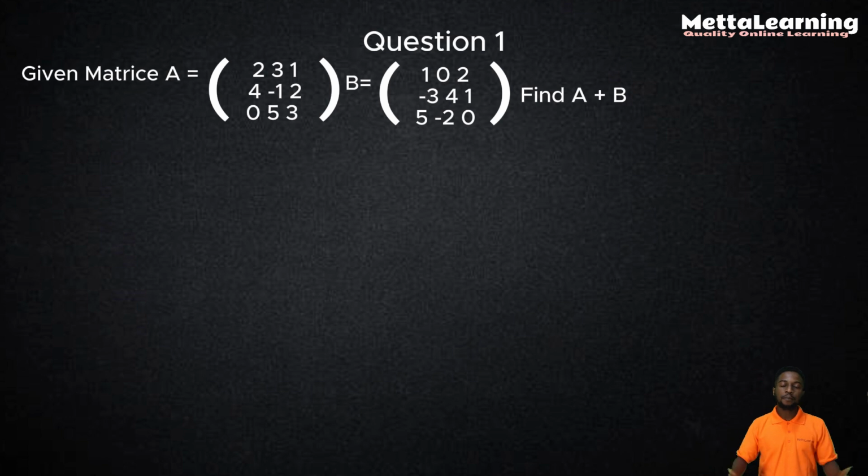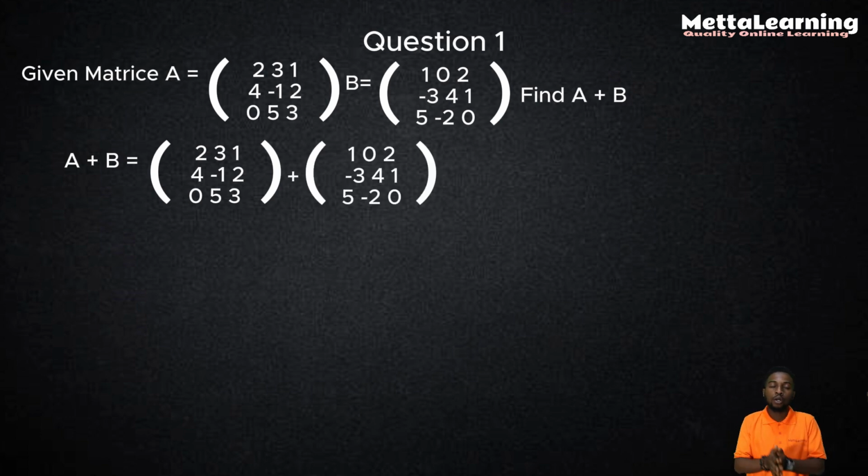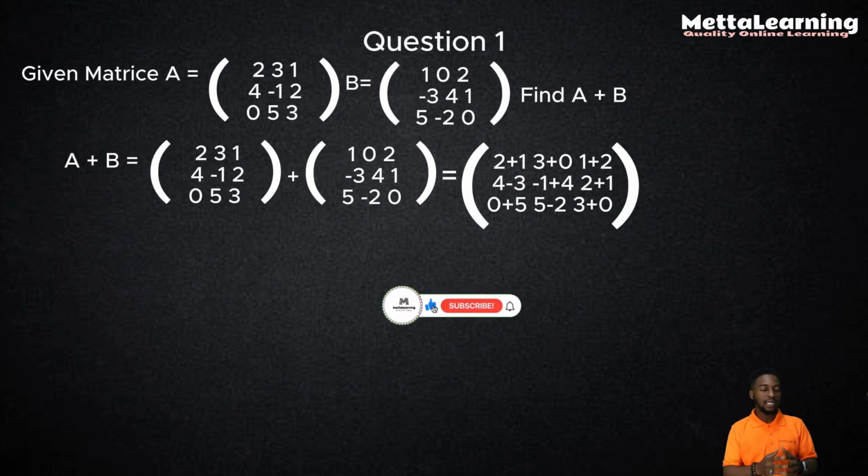Now to find A plus B, all we have to do is to add the value of matrix A to the value of matrix B. All you have to do is to add each number in their respective row or column to the numbers of the second matrix in their respective rows and column. So therefore we'll be calling my values in columns now, and that will be 2 plus 1. The next number in the first column will be 4 minus 3, and the last number in the first column, that will be 0 plus 5.